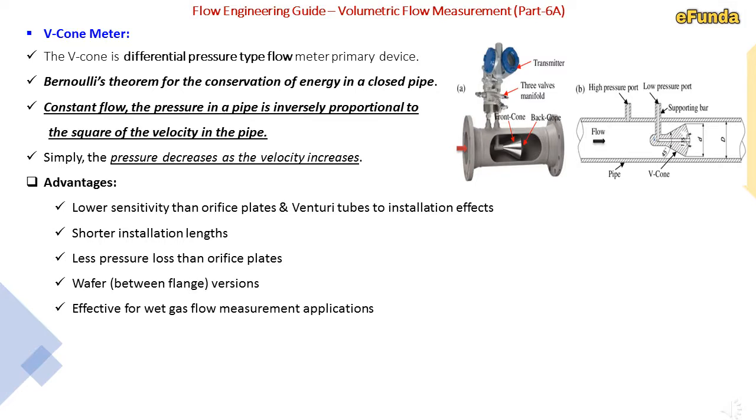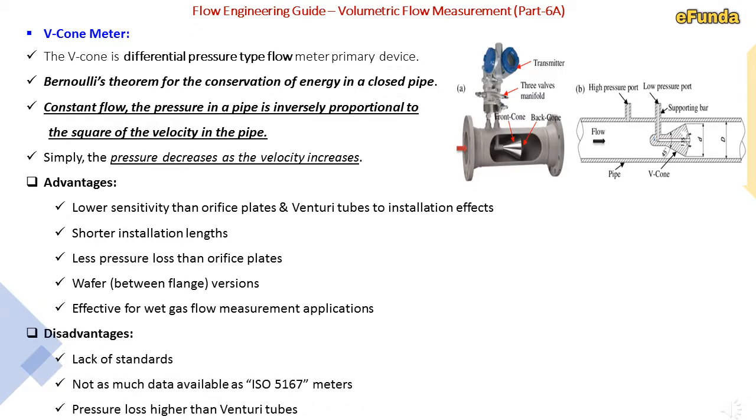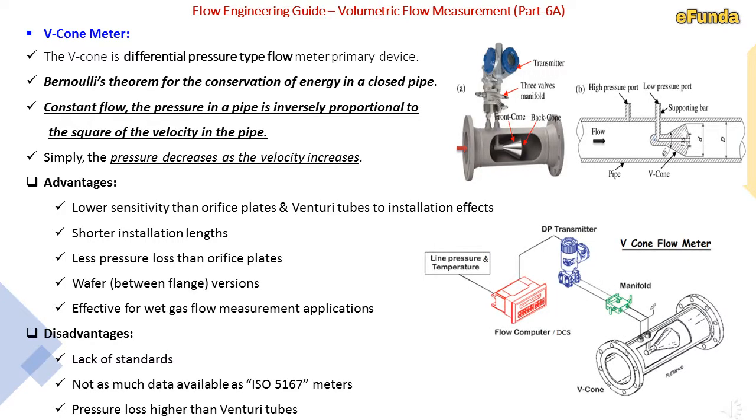And now moving on to the disadvantages: lack of standards for this kind of meter, and not as much data available as for ISO 5167 meters. Pressure losses are higher than the Venturi tube meter. Now we have seen that volumetric flow measurement is done through various flow meters, and we have seen today that orifice plate, venturi meter, and V-cone meter are typically the most popular primary devices used for the measurement of volumetric flow.